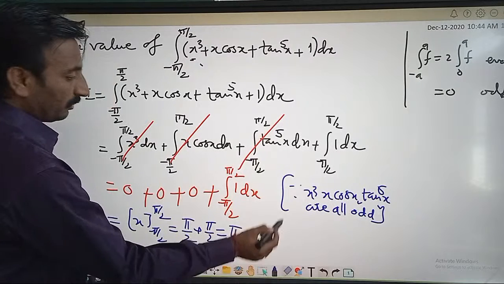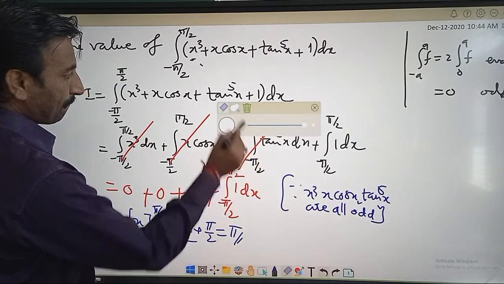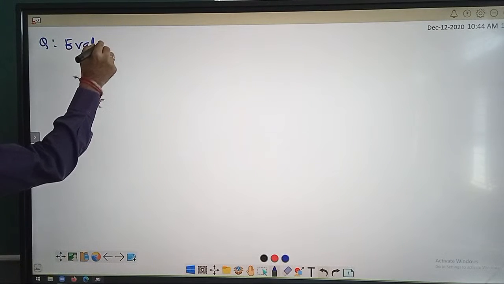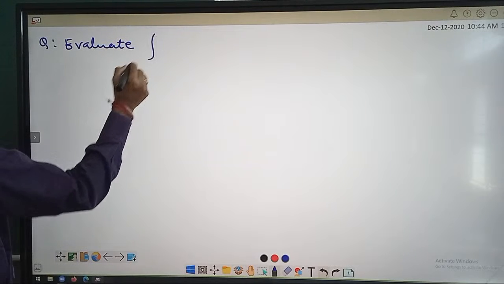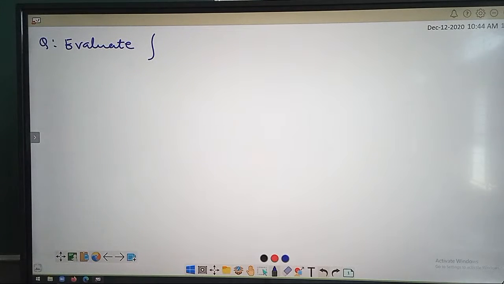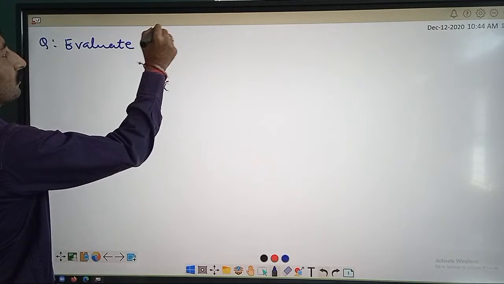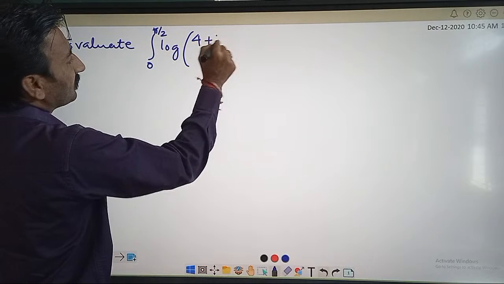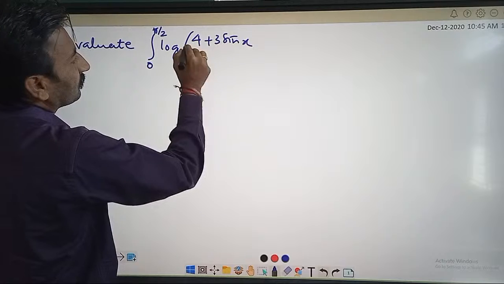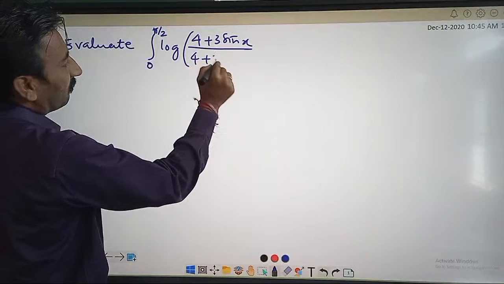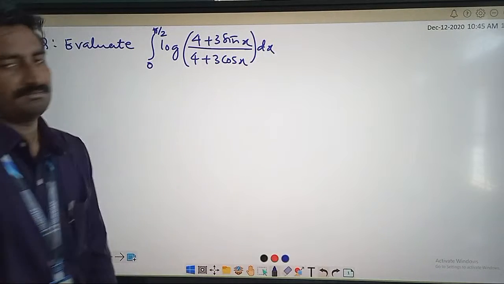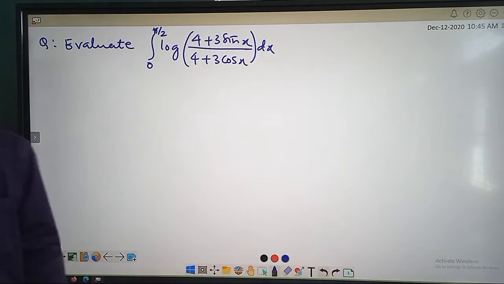Yes. Next problem. Evaluate integration from 0 to pi by 2 of log of (4 plus 3 sin x) by (4 plus 3 cos x). Just imagine if it is indefinite. It's very horrible to do this. Log function, how will you do this?